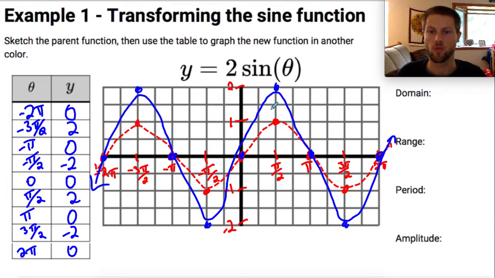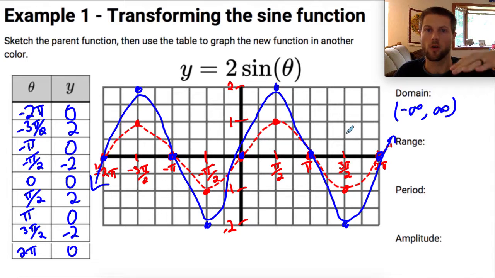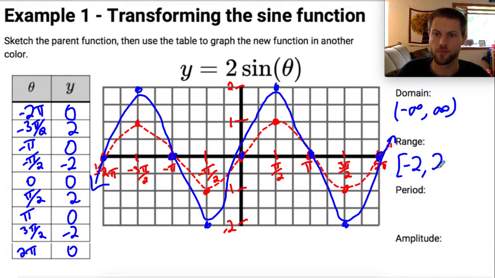Let's talk about domain, range, period, and amplitude. Domain is still the same. It's going to go forever in both directions, so from negative infinity to infinity. The range, this time my minimum is negative 2 and my maximum is 2. It's never going to go above or below those values. So my range will be from negative 2 to 2.